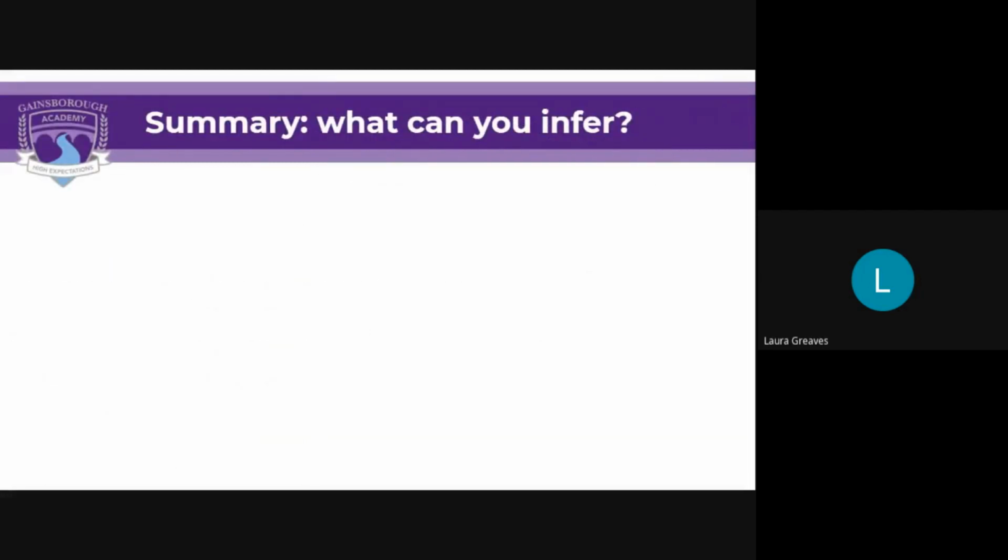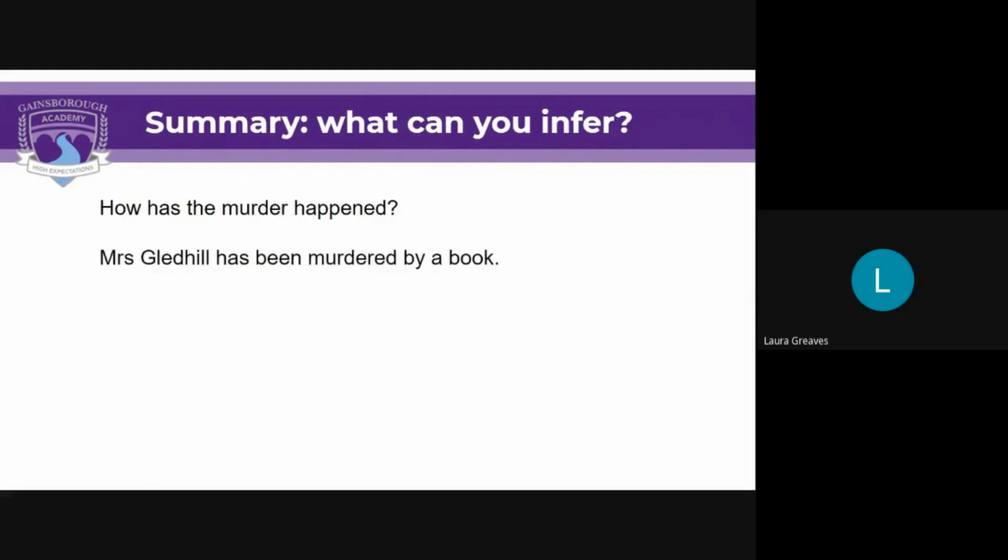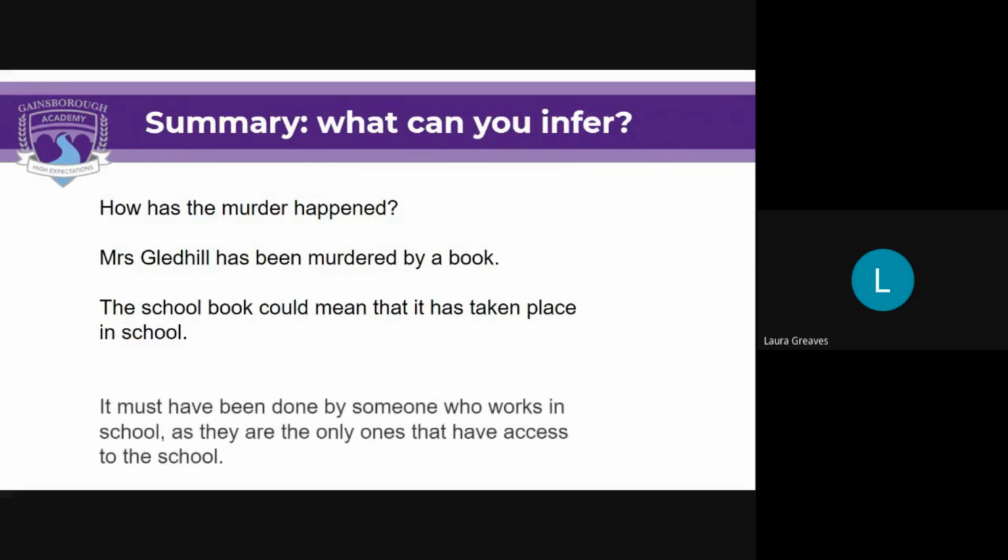Right, guys, let's have a look through those inference skills that you've been using. First of all, we'll think about how the murder happened. If you decided that Miss Gledhill had been murdered by the book, then you'd be absolutely right. Because it's a school book, this could mean that it's taken place in school. It must have been done by somebody who works in the school because they're the only ones that have access to the school.